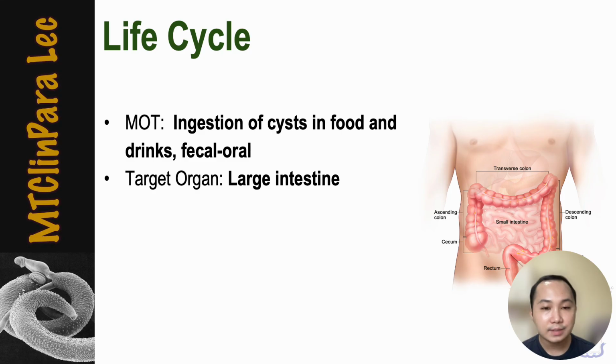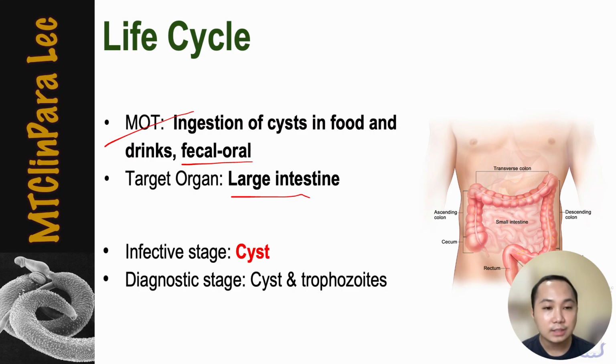So when it comes to the life cycle, this is through ingestion of cysts in contaminated food and drink. So this is fecal-oral route, where fecal contamination may be evident. So the target location is the large intestine, where it usually does not cause any kind of signs and symptoms. Infective stage is the cyst, and the diagnostic stage would be both the cyst and trophozoite.